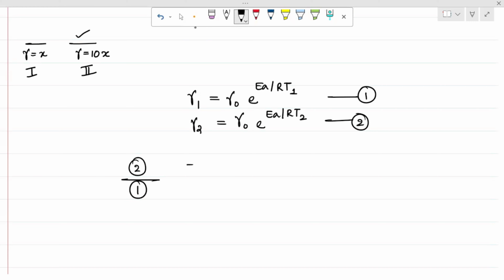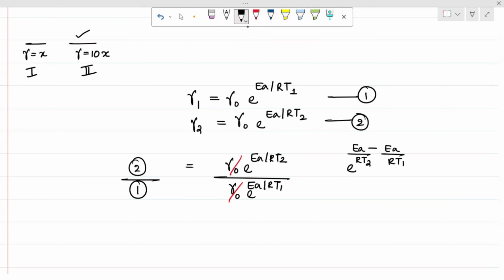So what do we get? Gamma naught e to the power EA by RT2 divided by gamma naught e to the power EA by RT1. Correct? Gamma naught and gamma naught get cancelled. Here what you have is e to the power EA by RT2. This comes to the top and becomes EA by RT1.